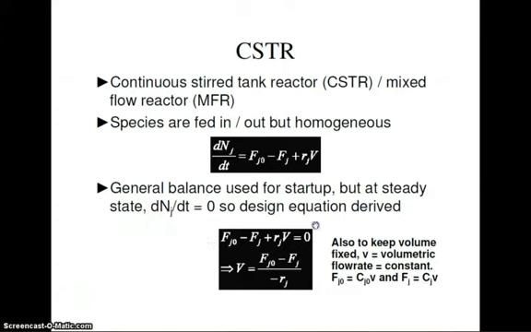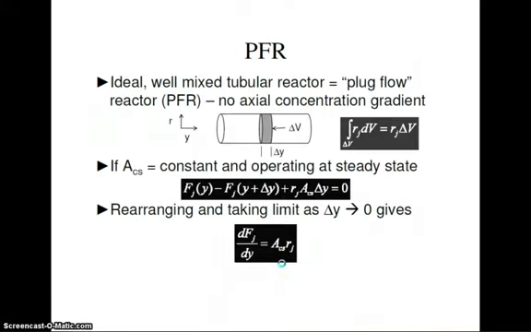So the design equation looks like this. It's an algebraic equation, and the volume of the reactor can be calculated from the flow rates in and out divided by the rate of consumption of a species. For a plug flow reactor, the simple assumption is that we have a well-mixed system radially, but as we move axially along the reactor, we're going to see a change in the concentrations of species.